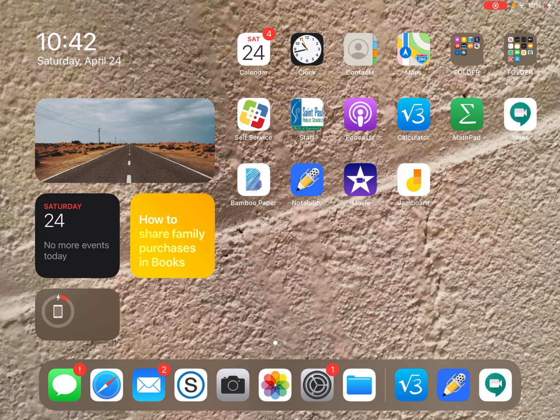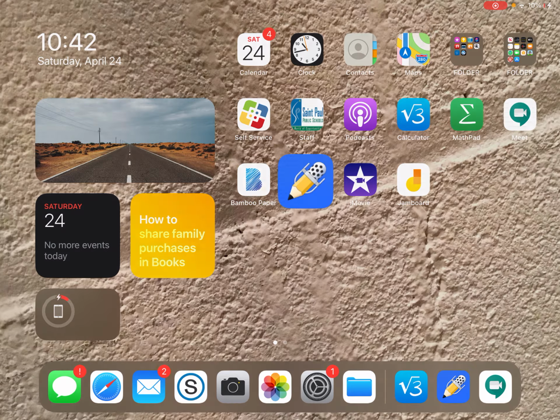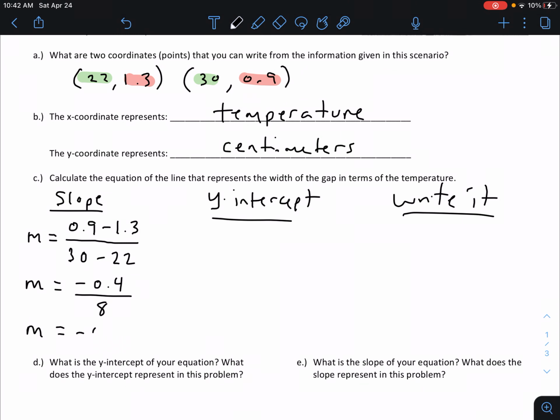Negative 0.05. So there's my slope. Okay, so I'm going to highlight my slope here with the blue. My slope. And then now I need to find the y-intercept.